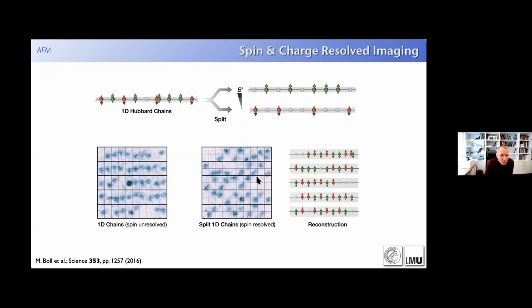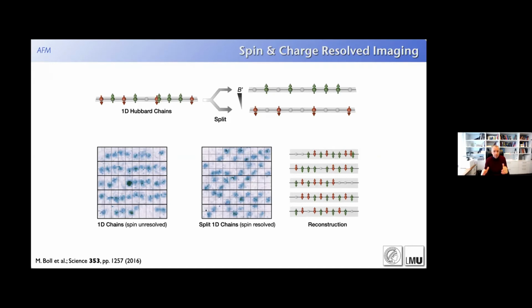So for the spin down particles, let's say the right well will be the lower well, and for the spin up particles, the left well will be the lower well. And if you then do the adiabatic splitting, as I show you here, the spin down particles are going to go into the lower lattice side of the double well, and the spin up particles are going to go into the upper lattice side of the corresponding tilted double well, right? And this is how we can separate spin ups from spin downs into spatially two disconnected 1D chains.